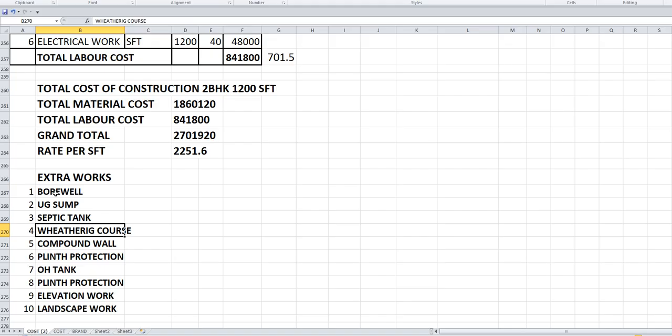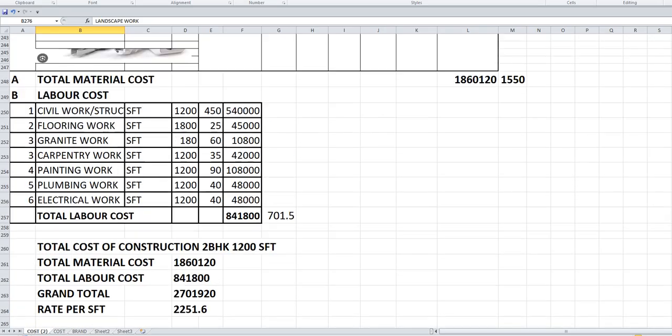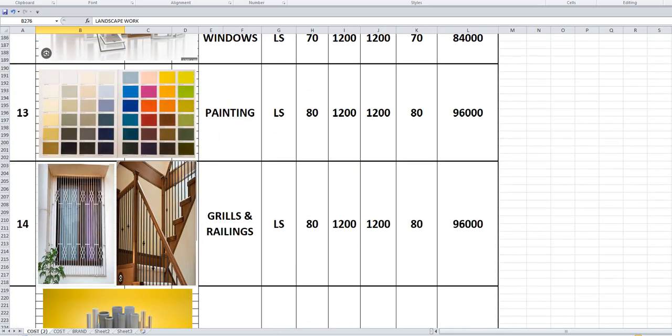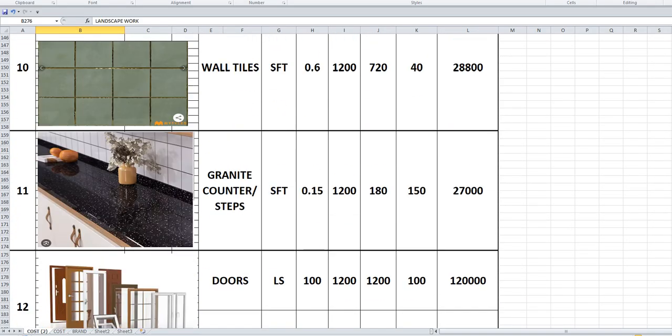Then weathering course, compound wall, plinth protections, overhead tank, elevation work and landscape work. So these are all extra works. These will be charged extra in calculation and estimates, and this understanding is required for the extra work as well.